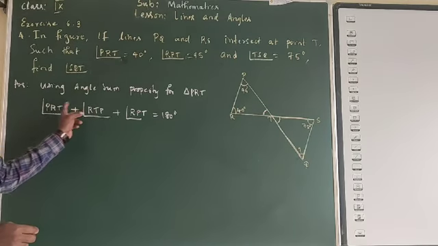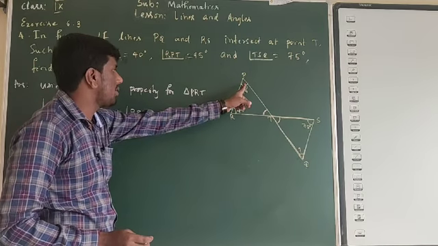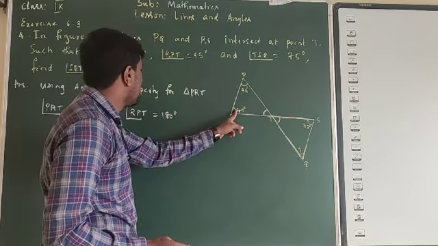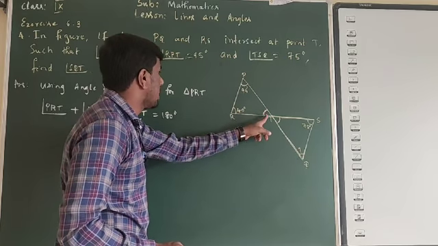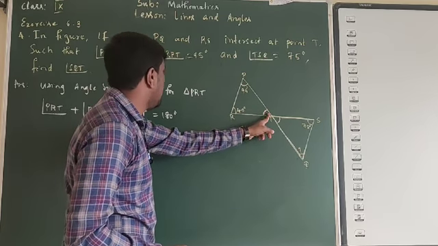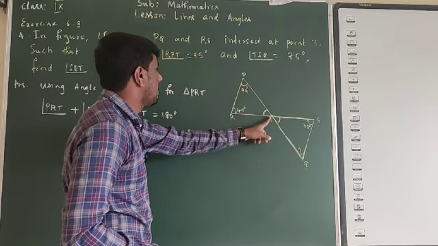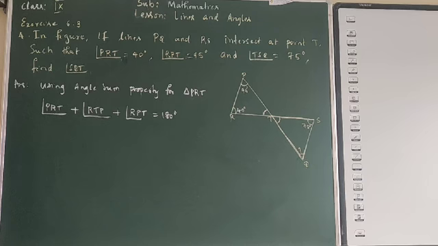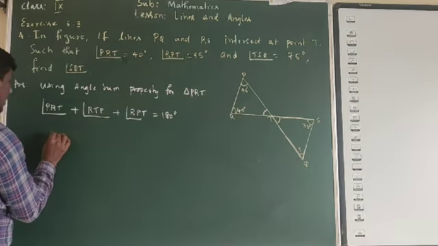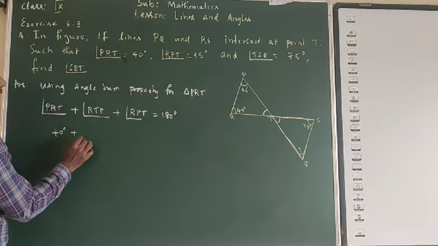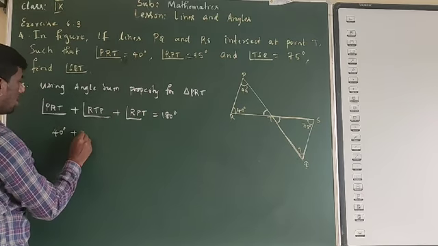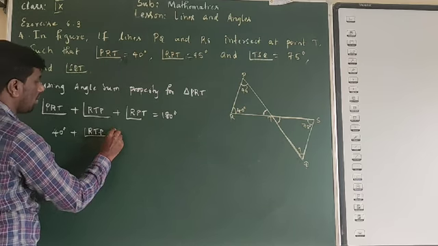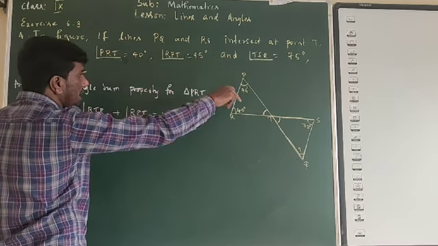So using the angle sum property of a triangle, the sum of all these angles: this angle PRT, this angle RTP, plus this angle RPT, which I can also write as TPR, is equal to 180 degrees. Now PRT is 40 degrees, that is given. RTP we should write as it is, because we don't know it and need to find it out. RPT is 95 degrees.